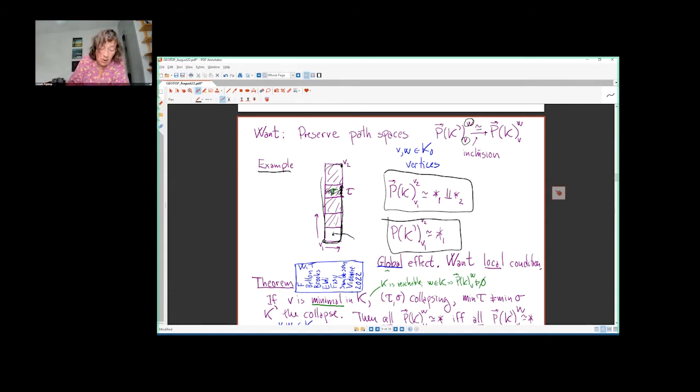Because locally it looks very fine. I collapse this thing, what's going on? Not much, there should be no problems. But, well, there is a problem. So this global effect with the local condition is problematic and is difficult.